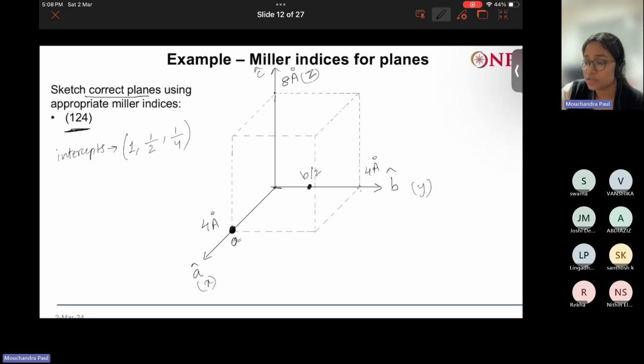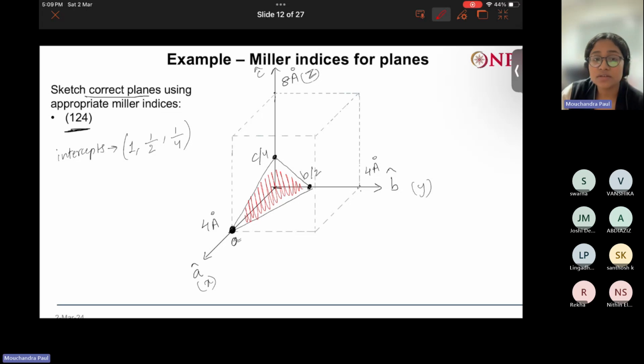So it is 1/4. So approximately it will come here. Not half, less than half of half. So C/4. And when we draw lines to connect these 3 points, you get a plane. This is your plane. So this is how you will be able to find the position or the orientation of the plane when the Miller index value is given to you.